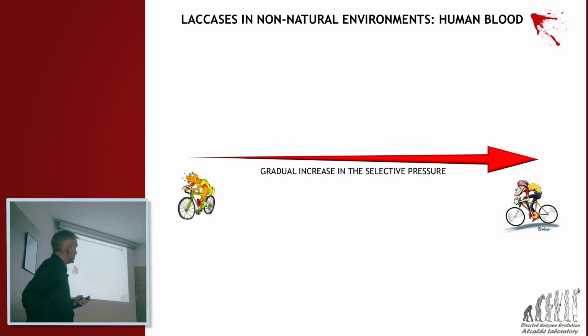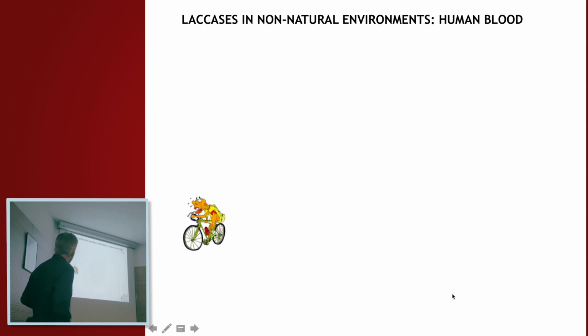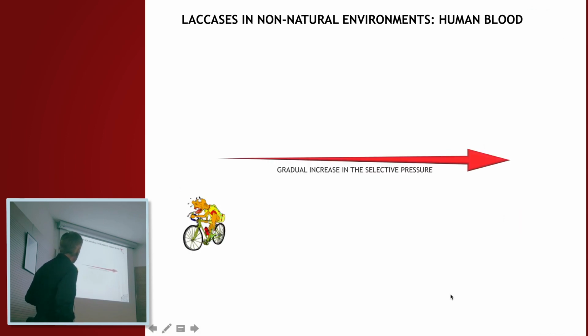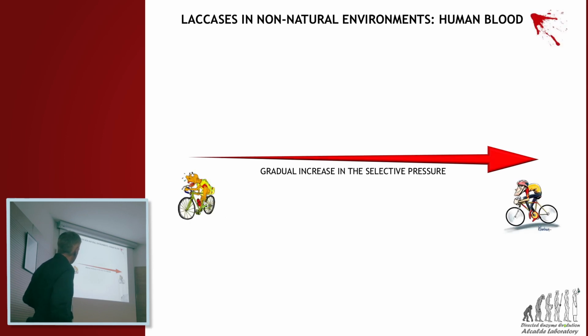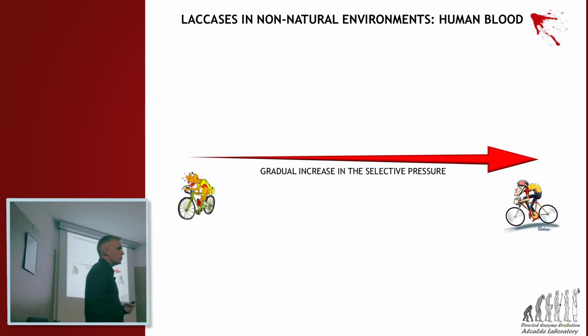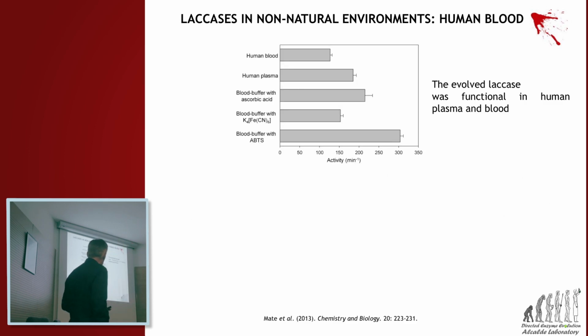And indeed, it is important to say that we enhanced the selective pressure gradually. At the beginning the enzyme was not capable of tolerating the pH of the surrogate blood, but at the end of the process the enzyme behaved in good shape at this pH because of the gradual increase of selective pressure. This is something commonly done in directed evolution experiments, to increase the selective pressure little by little.